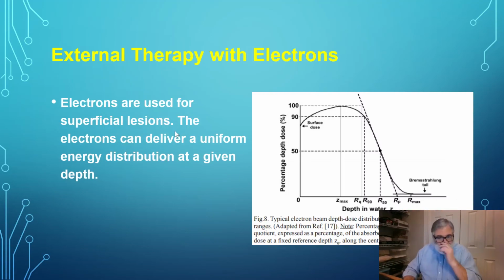In any event, because all this energy is deposited uniformly and very close to the surface, electrons are used to treat superficial lesions. Skin tumors or tumors that are close to the surface can be treated with electrons. Okay.